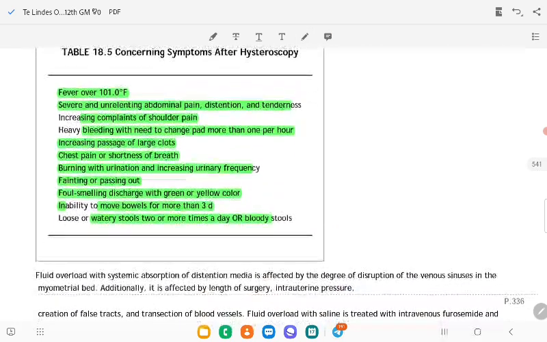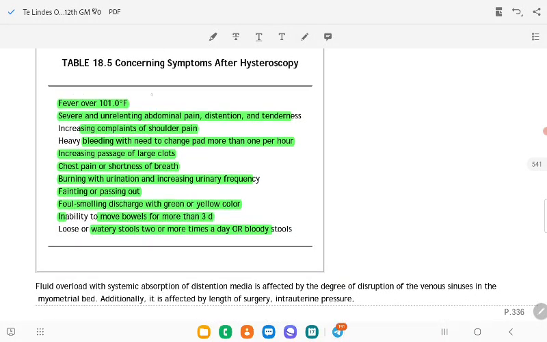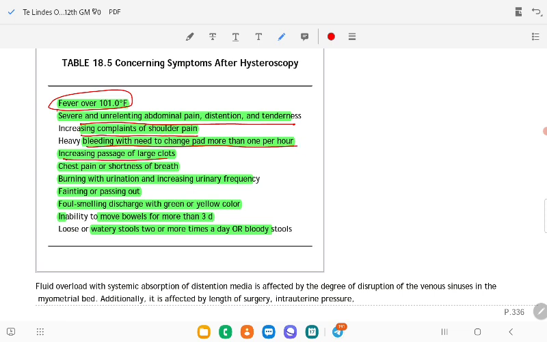Post-operative complications to watch for include fever, severe unrelieved abdominal pain, abdominal tenderness, increased shoulder pain, heavy bleeding with a pad change more than once per hour, increased passage of clots, chest pain, shortness of breath, burning urination, frequency, swelling, passing foul, greenish yellow discharge, inability to move bowels for 3 days, large watery stool, diarrhea, and blood loss.